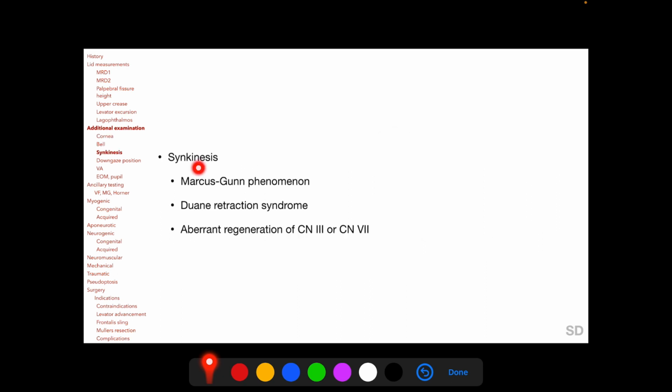We can find synkinesis in Marcus-Gunn phenomenon, which we have discussed in neuro-ophthalmology, in Duane's retraction syndrome, which we will be discussing in the strabismus section, and with aberrant regeneration of cranial nerve 3 or cranial nerve 7.